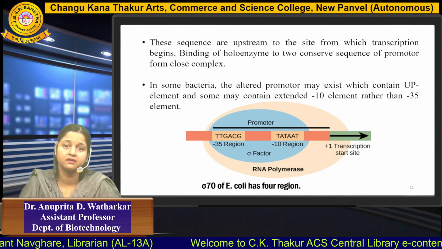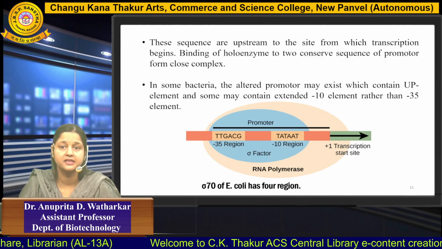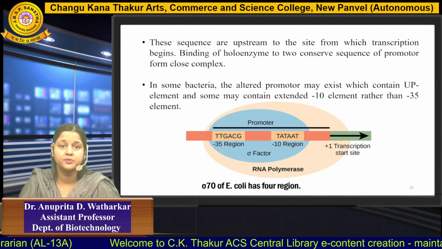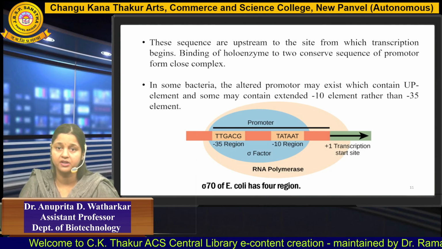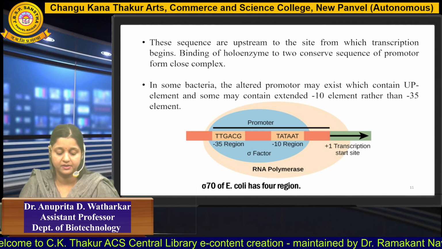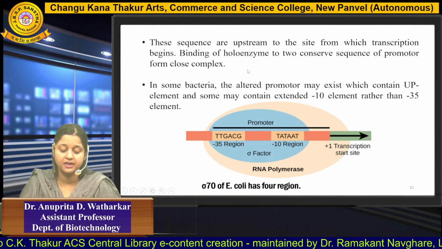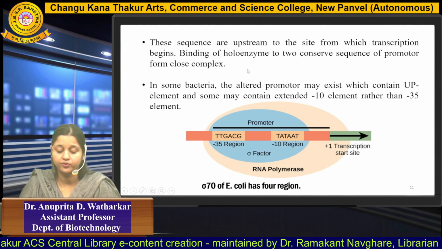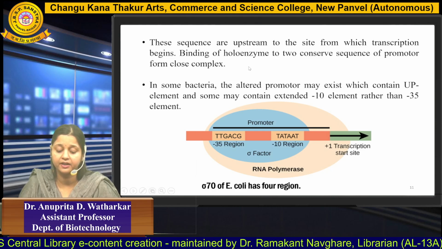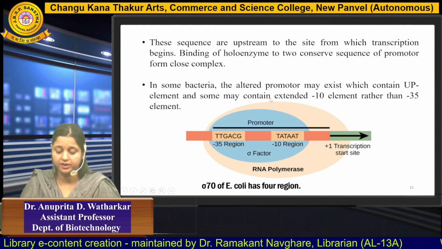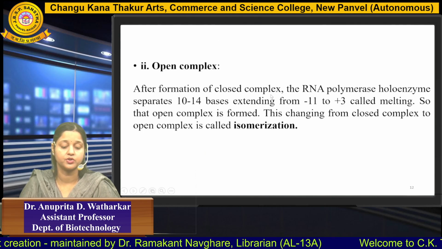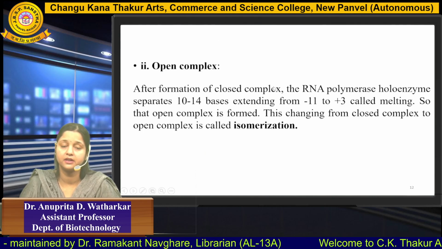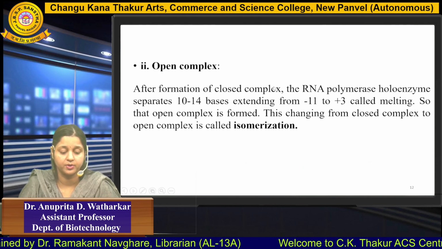In some bacteria, an altered promoter may exist which contains upstream elements, and some may contain extended minus 10 elements rather than minus 35 elements. You can see here the sigma 70 factor of E. coli. It has 4 regions and it recognizes the particular promoter region and gets bound to the promoter region. Now the next step in the initiation is the open complex formation.